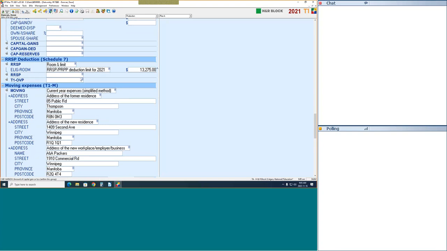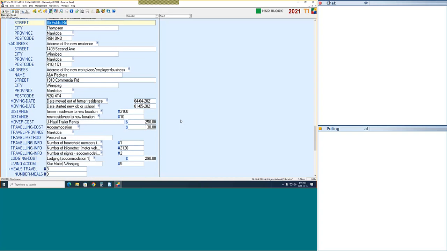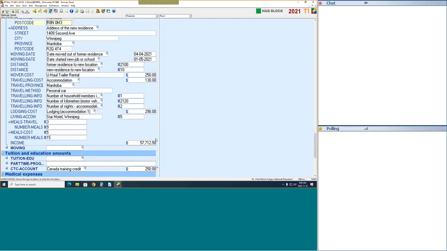Okay. And if he sold a home and he moved, in real life, what else should we be thinking of? So we did his moving expenses, he put in his U-Haul trailer, he put in his vehicle, he put in his hotel bills. What else could we put in for him as a moving expense, knowing that he sold his home? Legal fees and various other things related to that.